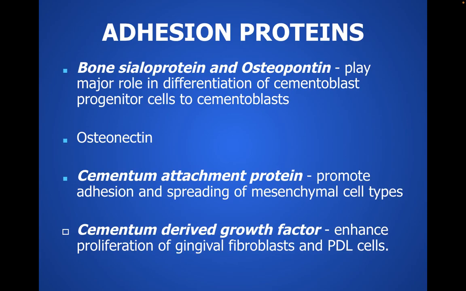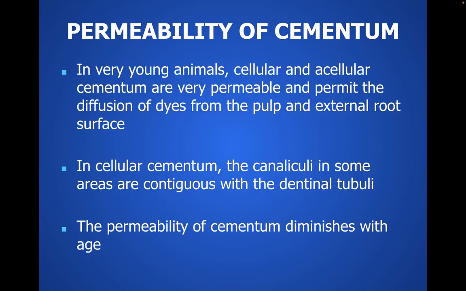Now cementum has certain adhesion proteins. The first is bone sialoprotein and osteopontin. As the name suggests, they help in adhesion, but each protein helps a different kind of cell in adhesion. Bone sialoprotein and osteopontin play a major role in differentiation of cementoblast progenitor cells to cementoblasts. Then there is osteonectin. Then there is cementum attachment protein, which promotes adhesion and spreading of the mesenchymal cell types, and cementum derived growth factor, which enhances the proliferation of gingival fibroblasts and PDL cells.